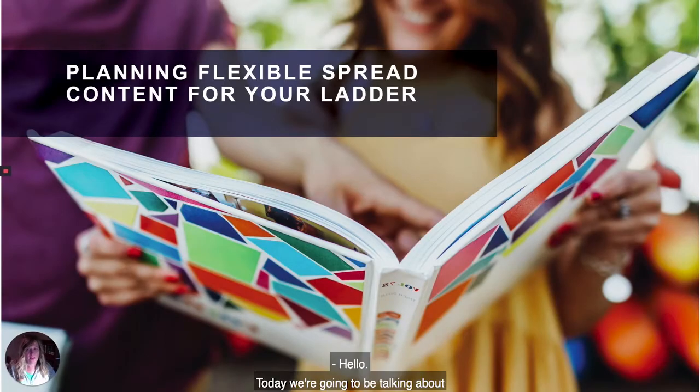Hello, today we're going to be talking about planning flexible spread content for your ladder.